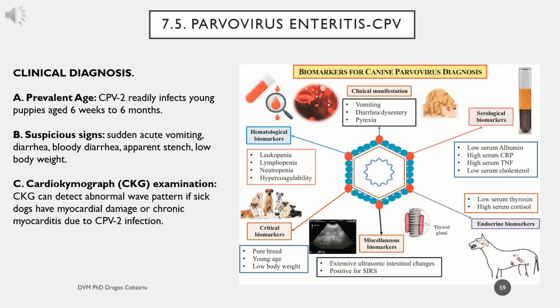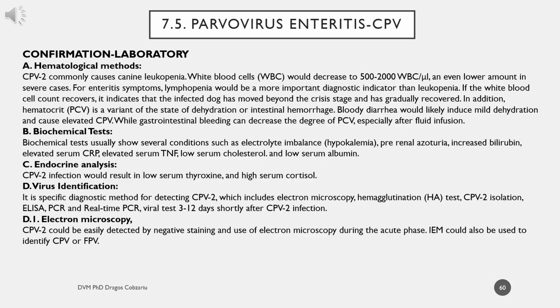Clinical diagnosis. A. Prevalent age. CPV2 readily infects young puppies aged 6 weeks to 6 months. B. Suspicious signs: sudden acute vomiting, diarrhea, bloody diarrhea, apparent stench, low body weight. C. Cardiac examination, ECG. ECG can detect abnormal wave patterns if sick dogs have myocardial damage or chronic myocarditis due to CPV2 infection. A. Hematological methods.